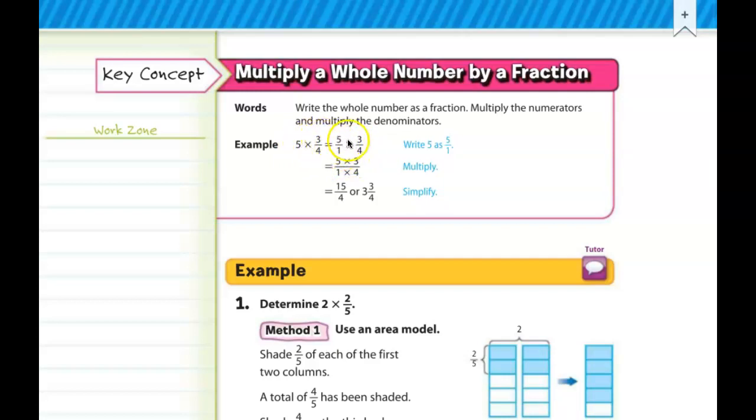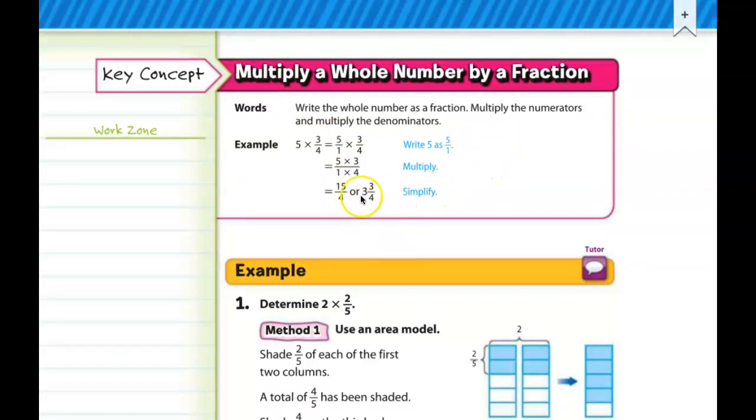So if we have 5 times 3, we get 15. And then 1 times 4, we get 4. Now that explains how we get 15/4, but then all of a sudden it says simplify, and then we have 3 and 3/4. So let's explore how that happened.